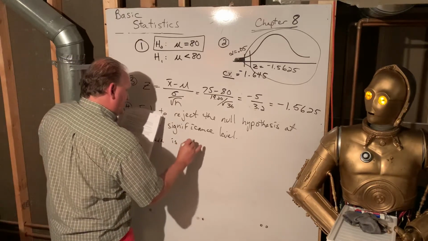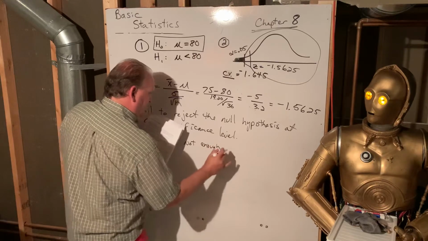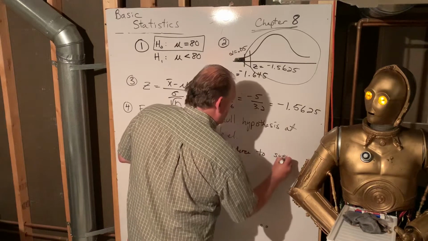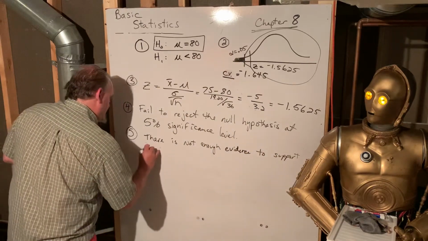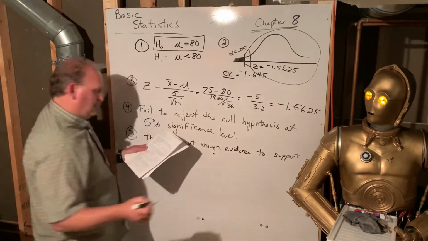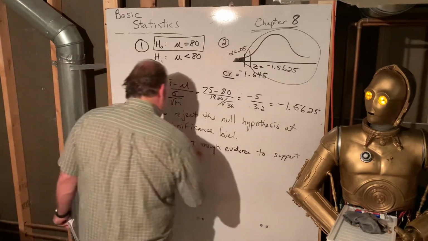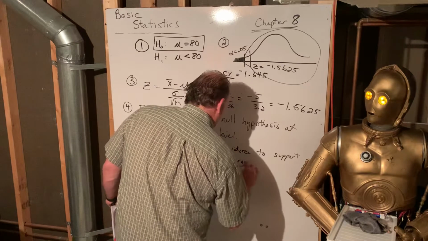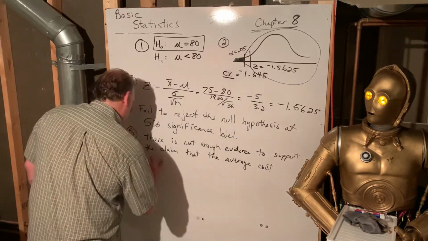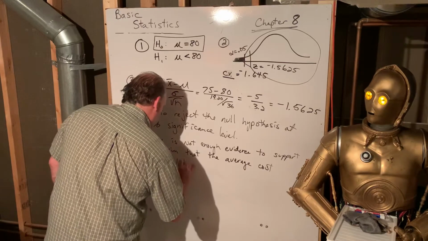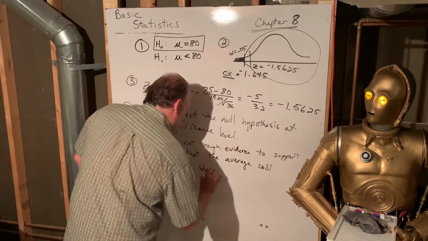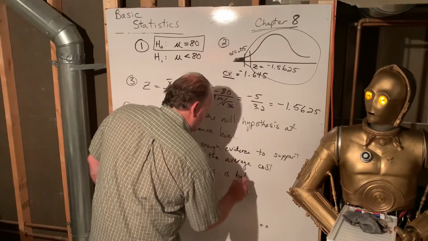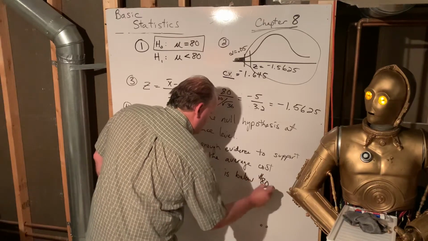So there is not enough evidence to support the claim that the average cost of athletic shoes is below $80. All right.